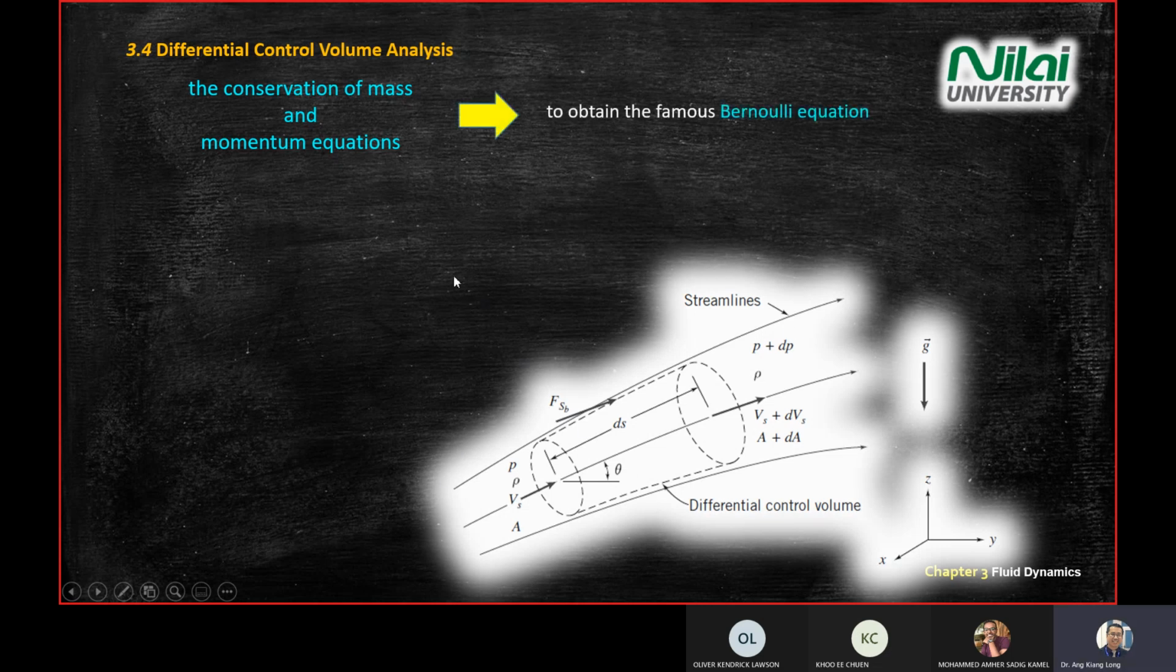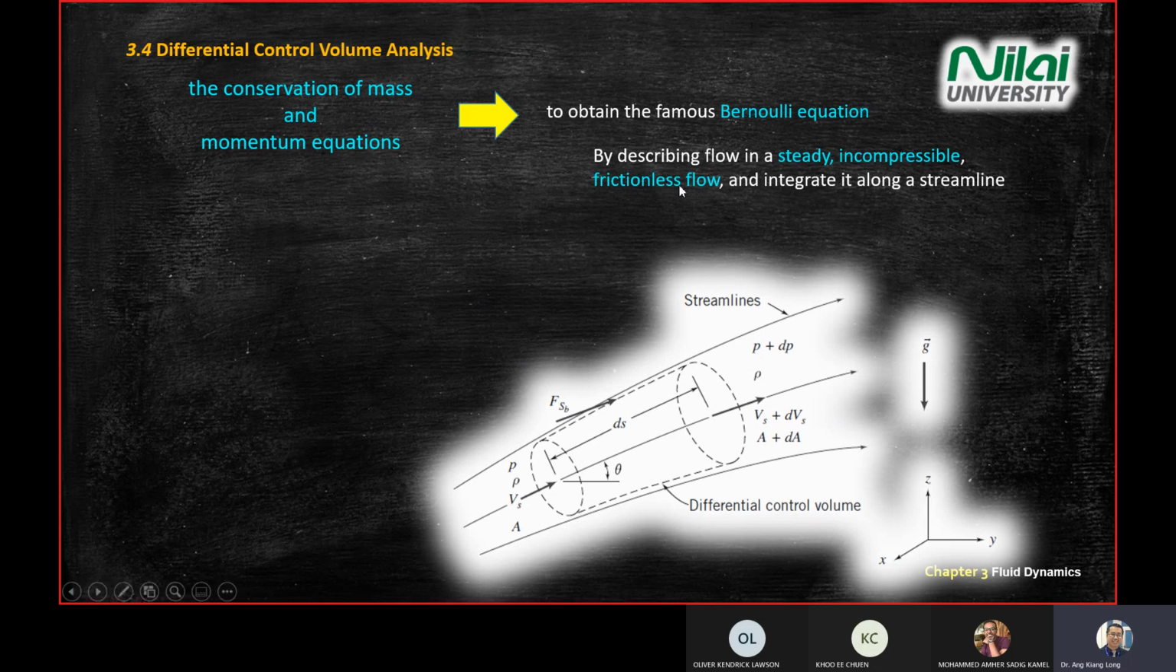So how do we start? We're going to use the conservation of mass equation and the momentum equation to derive the Bernoulli equation, because we are studying fluid dynamics or fluid mechanics. The Bernoulli equation is very important for this module.